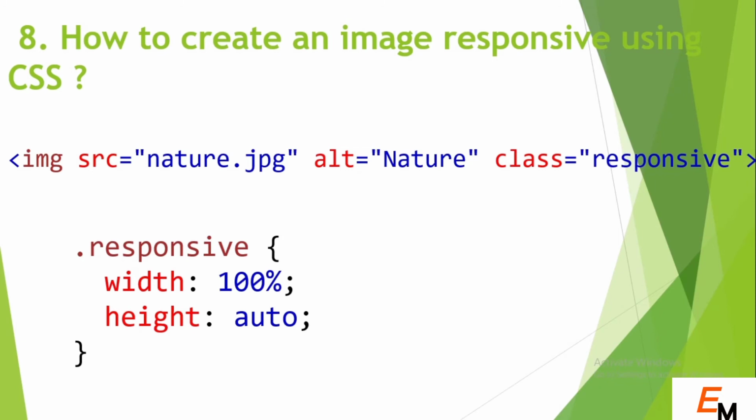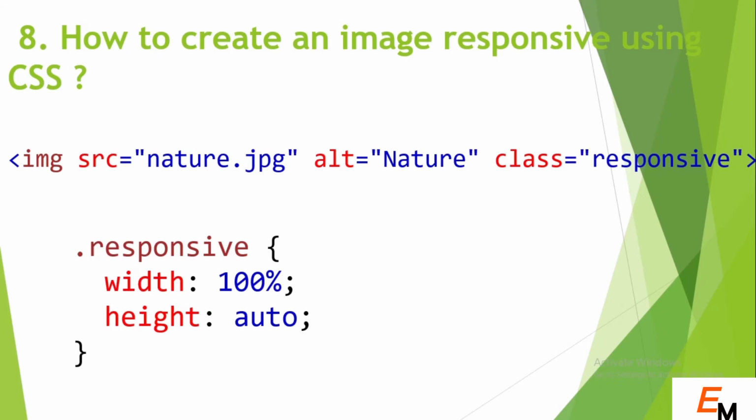Image responsive using CSS. Here you don't have to apply bootstrap for making an image responsive. You can do something like this. You have to apply width equal to 100% and height equal to auto. After that your image will become responsive.